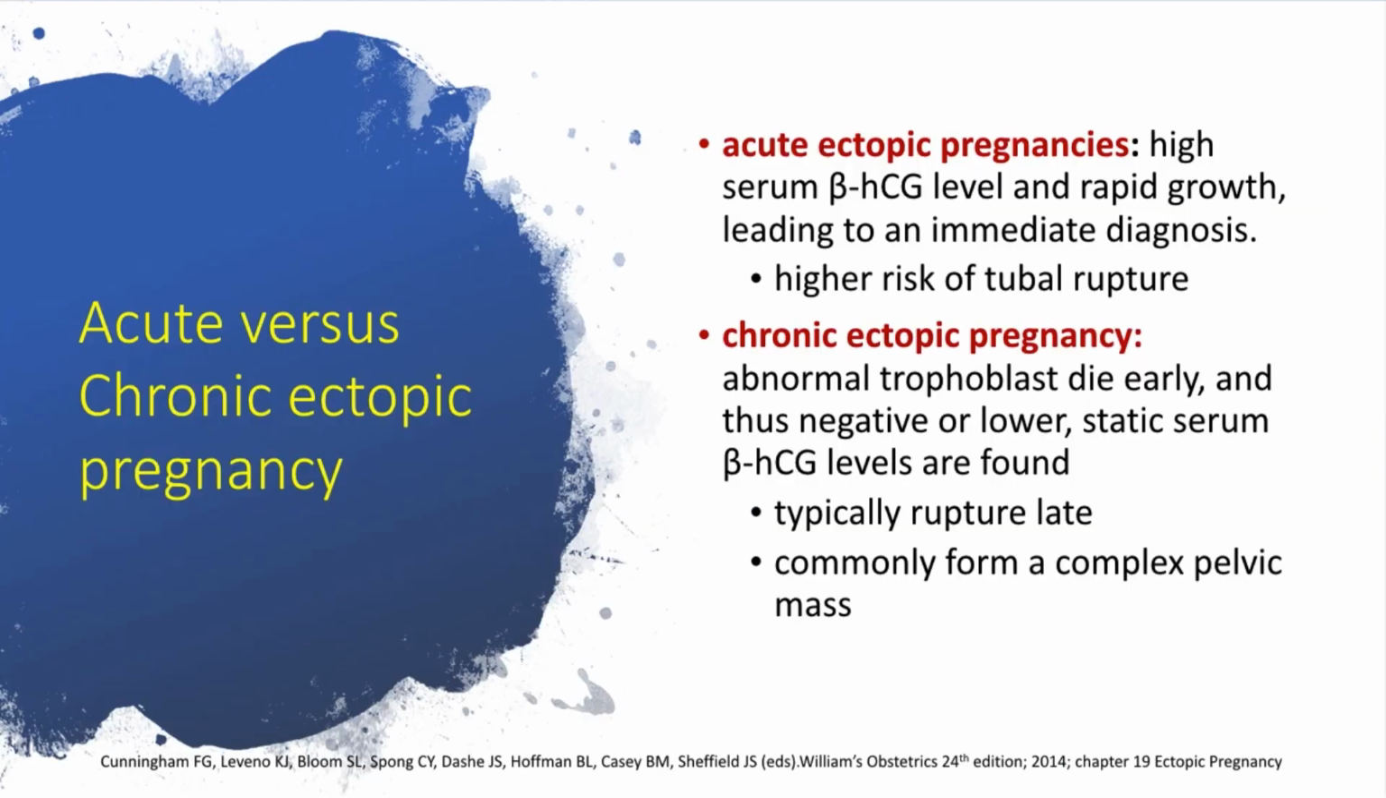So what is the difference between an acute and a chronic ectopic pregnancy? Acute ectopic pregnancies manifest with high serum beta-HCG levels and rapid growth, therefore leading to an immediate diagnosis. And these types of ectopic pregnancies have higher risk of tubal rupture. On the other hand, in a chronic ectopic pregnancy, abnormal trophoblasts die early, and thus negative or low static serum beta-HCG levels are found, and usually these types of chronic ectopic pregnancies typically rupture late, and they commonly form a complex pelvic mass. Or sometimes they don't rupture at all.